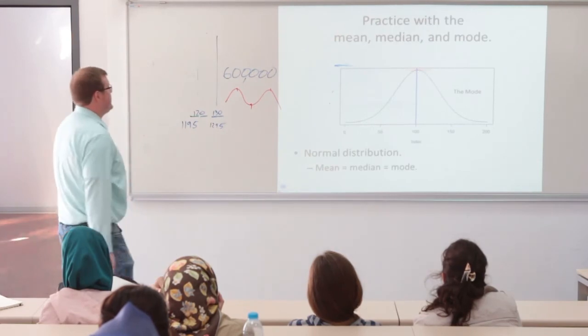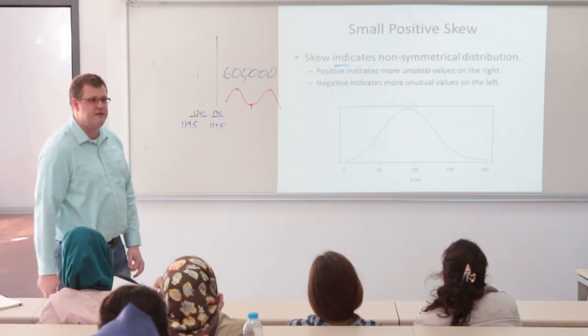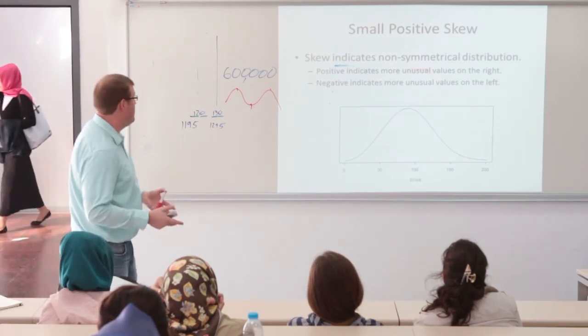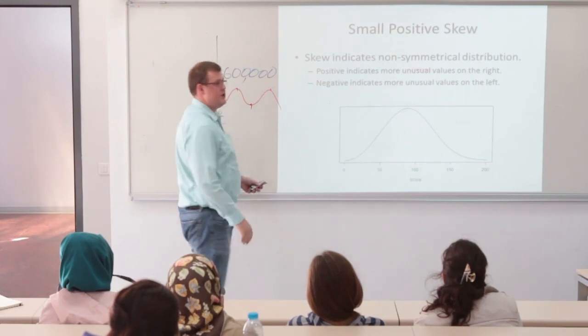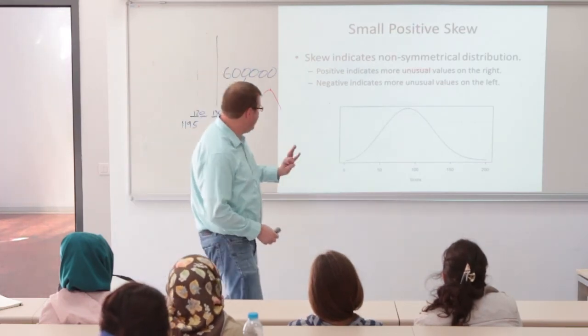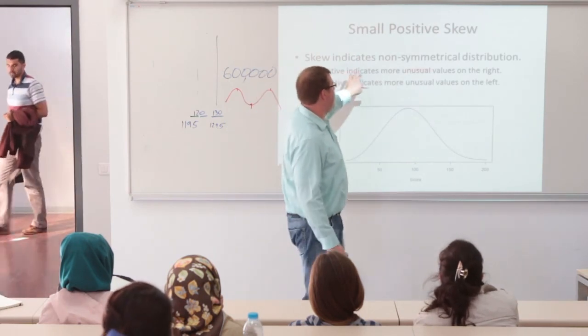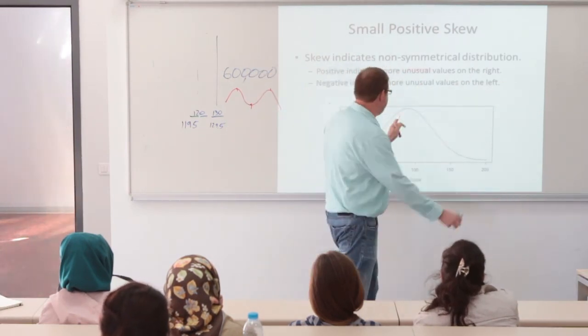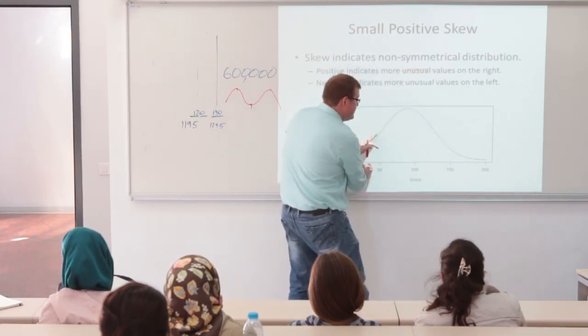Let's take a look at a non-normal distribution. Let's look at a distribution with small positive skew. Okay, here's a new term, skew. So skew indicates a non-symmetrical distribution. So this is not exactly symmetric. Positive indicates more unusual values are on the right. So it means that this side is a bit heavier than this side is.